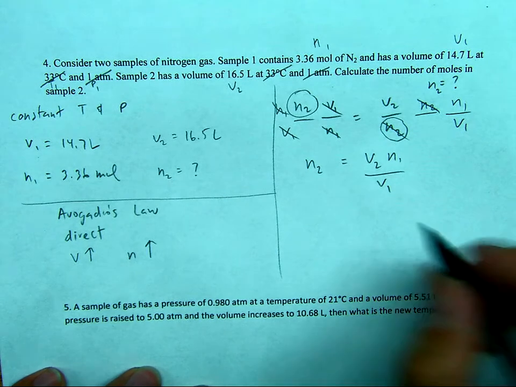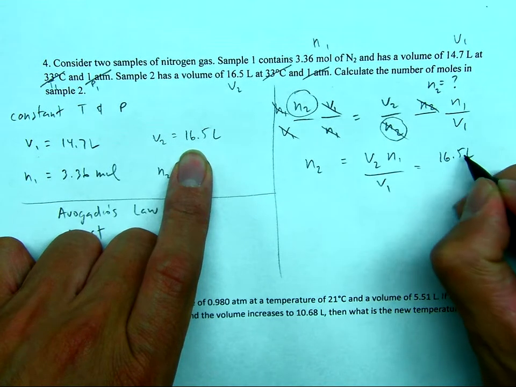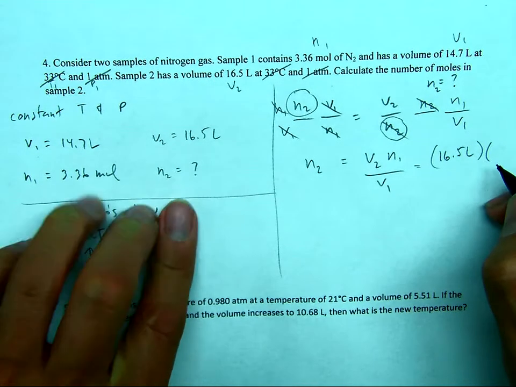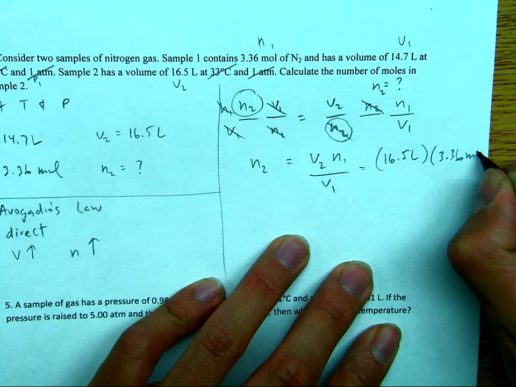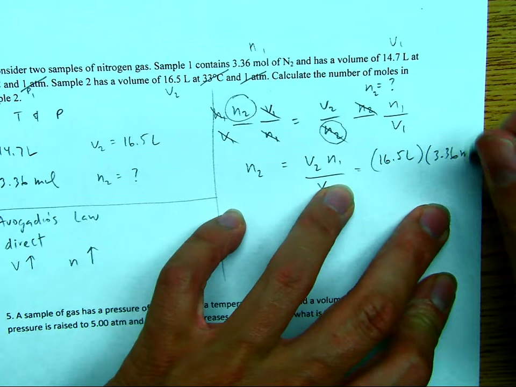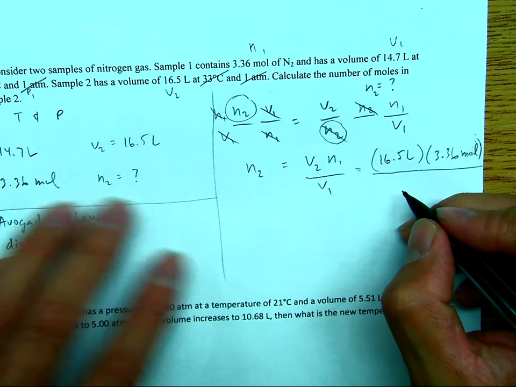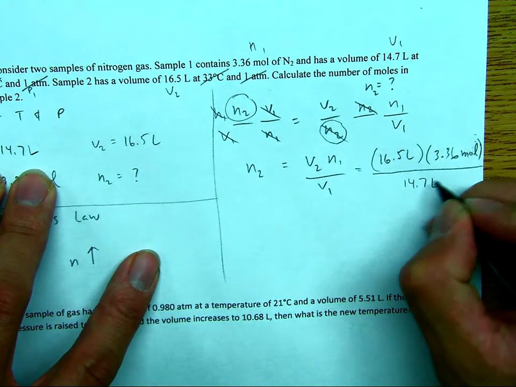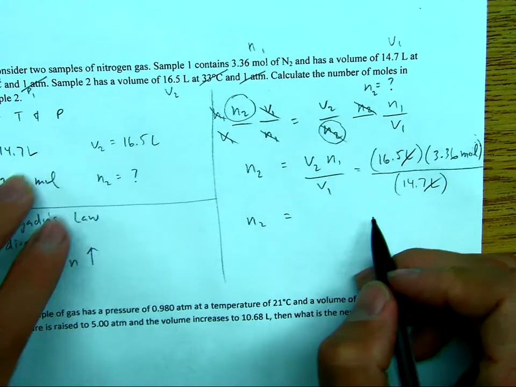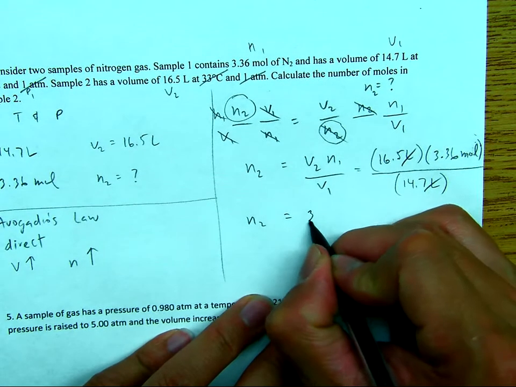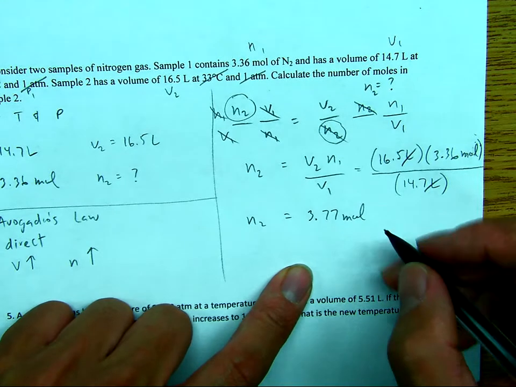Okay, so now let's plug in all of the numbers. V2 is 16.5. N1 is 3.36 mole. And then V1 is 14.7. Okay, so the L's will cancel and you're left with mole. N2 will be 3.77 mole of nitrogen gas, which is diatomic, so it's N2.